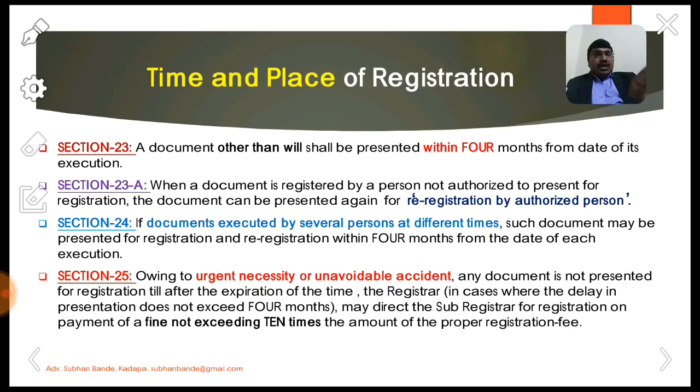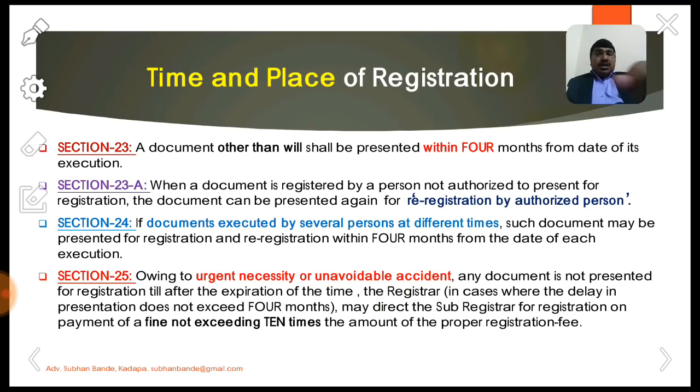If documents are executed by several persons at different times, such documents may be presented for registration and re-registration within 4 months from the date of each execution. Here, there are certain documents presented by several persons at different times. Such documents may be presented for registration and re-registration within 4 months, which is legally recognized. It is also acceptable according to section 24.